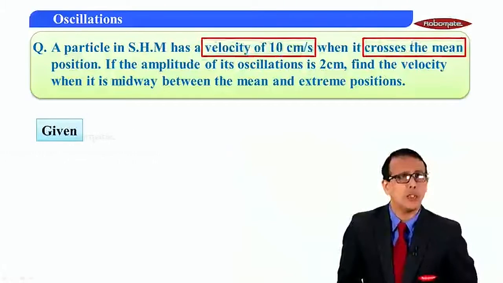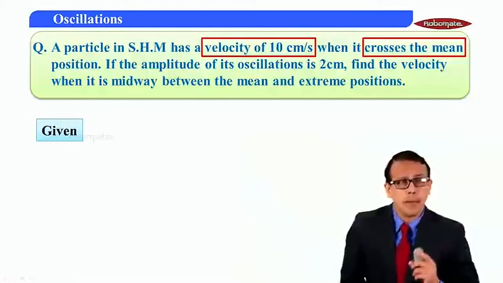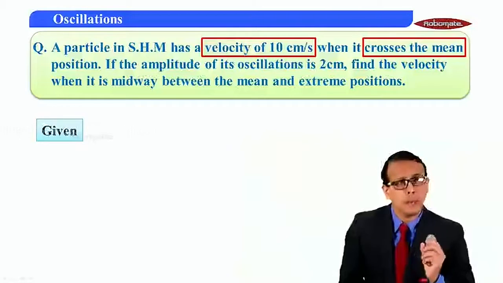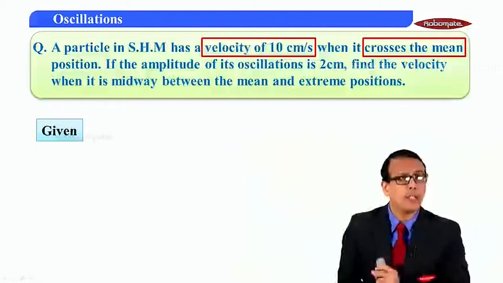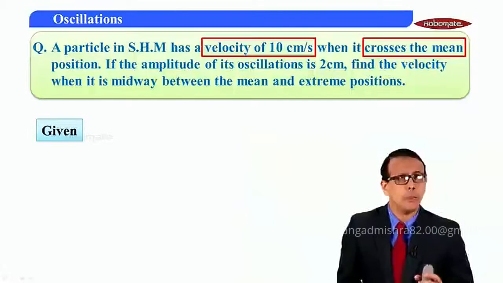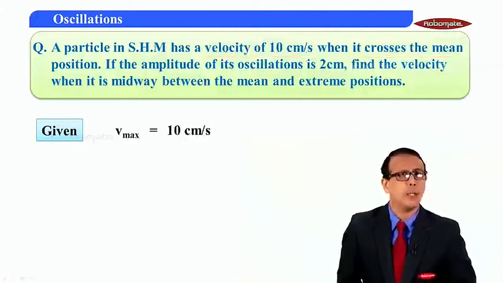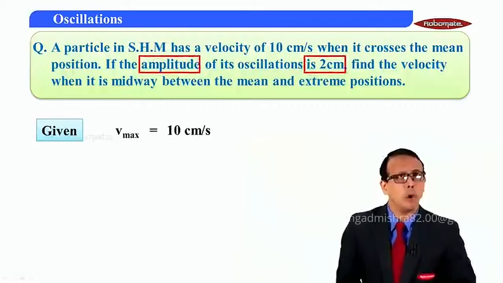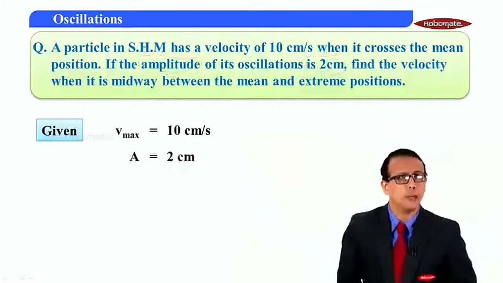As you can see, velocity is 10 when it crosses the mean position. Students, remember at the mean position, we have already studied the velocity is always maximum. That means indirectly the value of Vmax is given in this numerical. So we are given the value of Vmax as 10 centimeters per second. Also we can see amplitude is 2 centimeters. So A is equal to 2 centimeters.